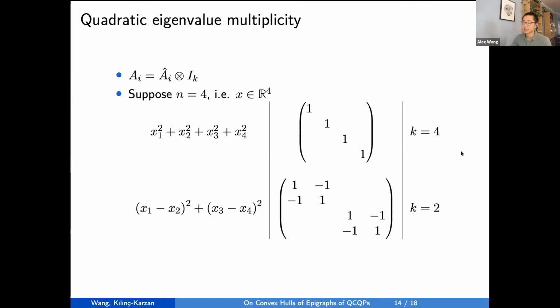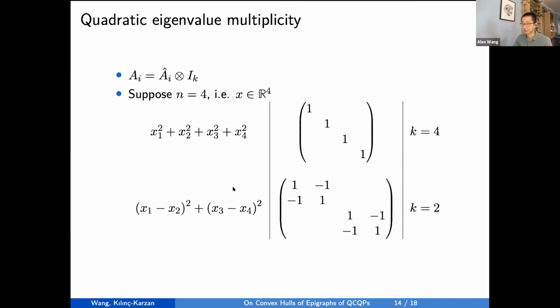And as a second example, if we had the second quadratic form, you can write down the matrix that induces it. And you can see that this matrix has this repeated 2-by-2 block twice down the diagonal, right?